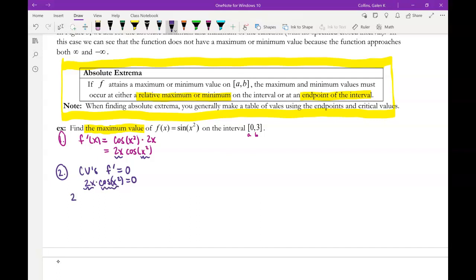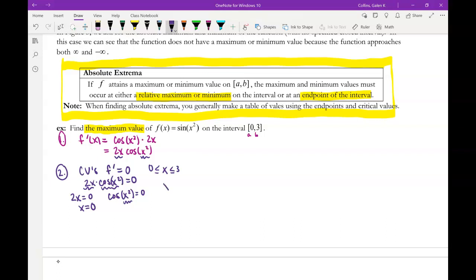So I can use the zero product property to see that one of my critical values occurs at 0. And then I need to consider where the cosine of x squared equals 0 on this interval. So on this interval, remember, these are values of x. So we're considering values of x that are less than or equal to 3 and greater than or equal to 0. But since this is x squared in our cosine function, what I like to do is transform this interval.